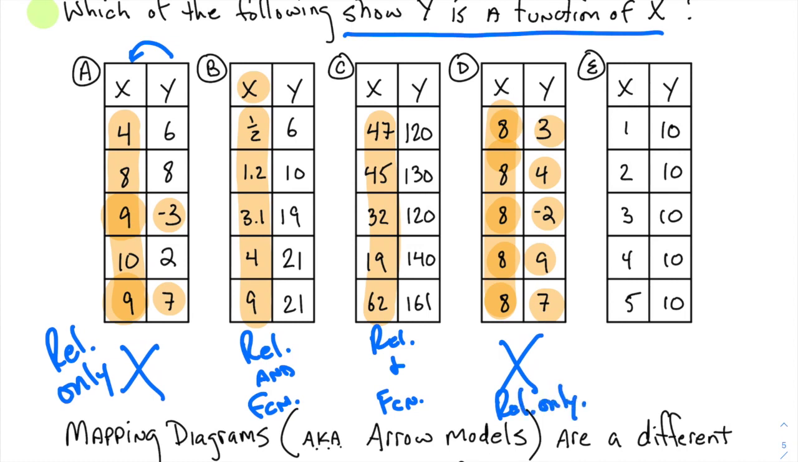Again, a relation is anytime you have an ordered pair, anytime you have a left number related to the right number. So everything's a relation. In the last example, one more time, 1, 2, 3, 4, 5, no duplicates there, so relation and function. That's how you can look at a table and identify whether it's a relation, a function, or both.